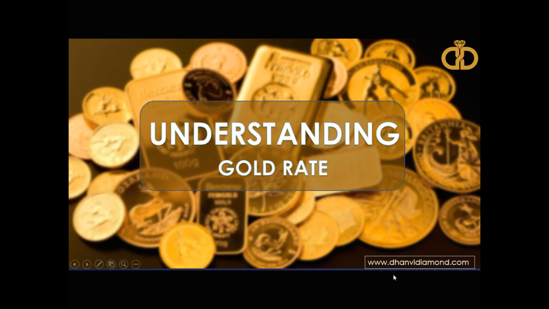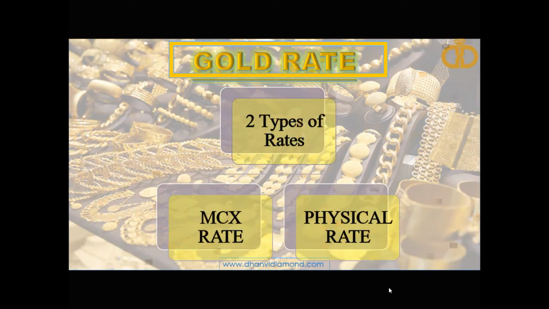Understanding gold rate. So what is gold rate? What is MCX? What is the price that we see in the newspaper? And why does it differ from the price when we buy jewelry or gold? So basically we need to understand that there are two types of rate. One is MCX rate and second is physical rate.